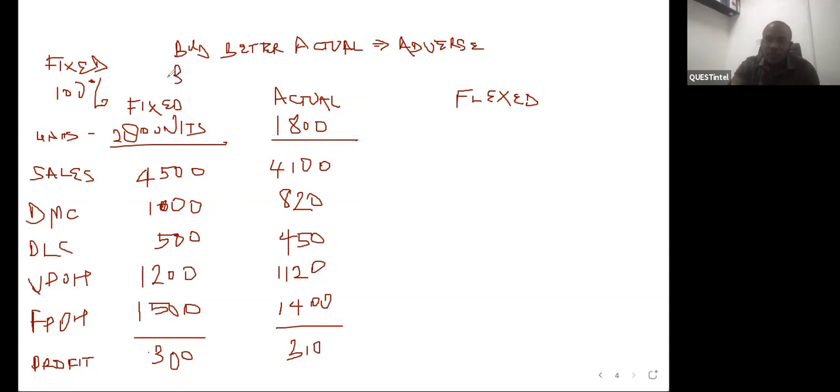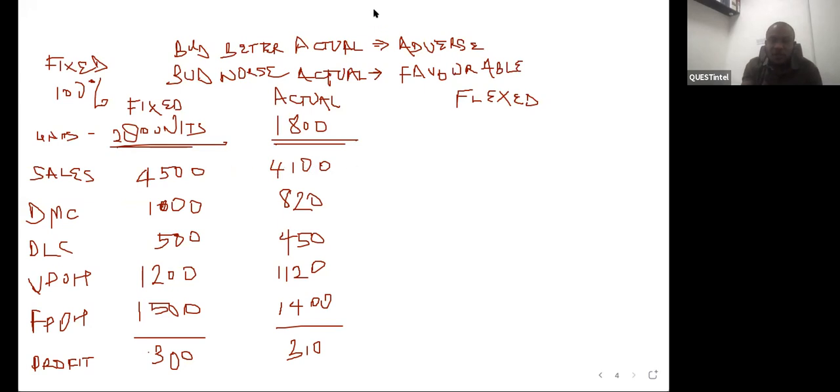And then when the budgeted is worse off than the actual, we say that is favorable. We would have used actual first, so actual better than budget. So when our actual figures are better than our budget, then we say that's favorable. Now, if we are going to compare our budget with our actual, now our sales, is this favorable or adverse?